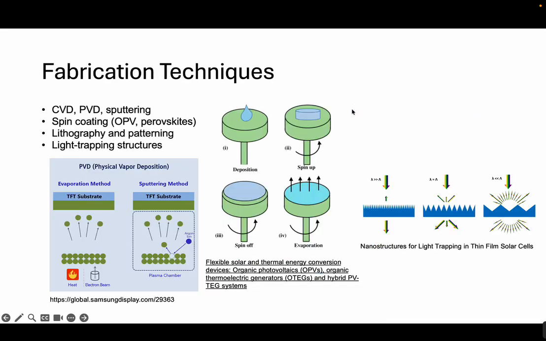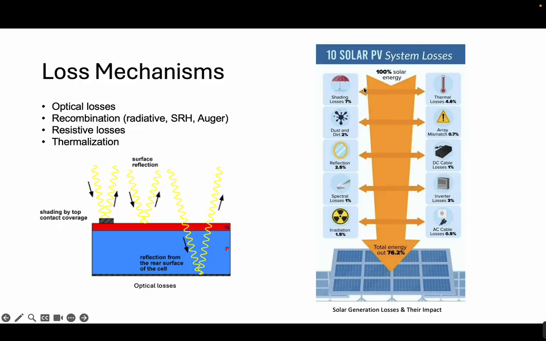So, in solar systems, around 76.2% of the total energy can arrive at the solar cells. Some problems like shading, thermal effects, array mismatch, dust, reflection, DC cable losses, spectral losses, inverter or AC cable losses, and irradiation, all of them degrade our light.